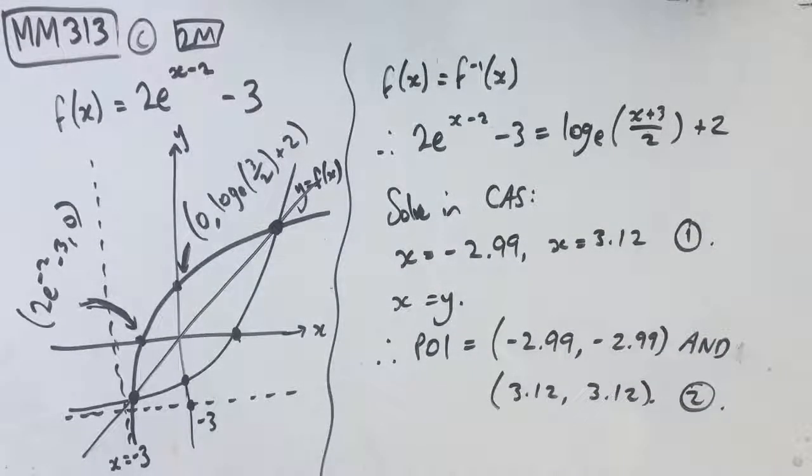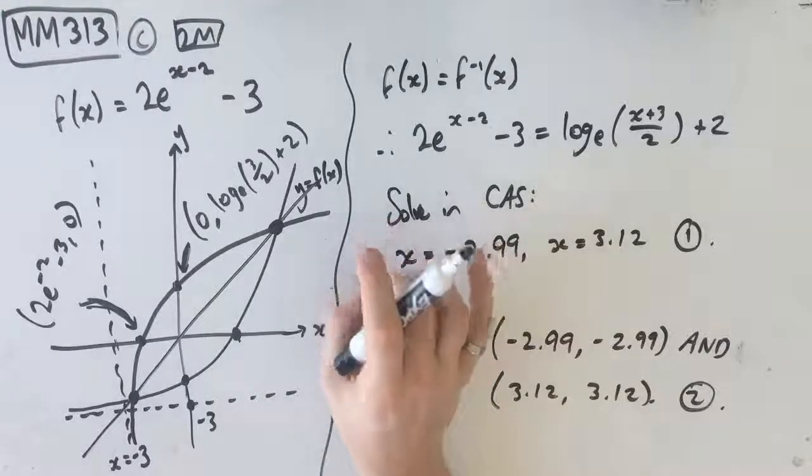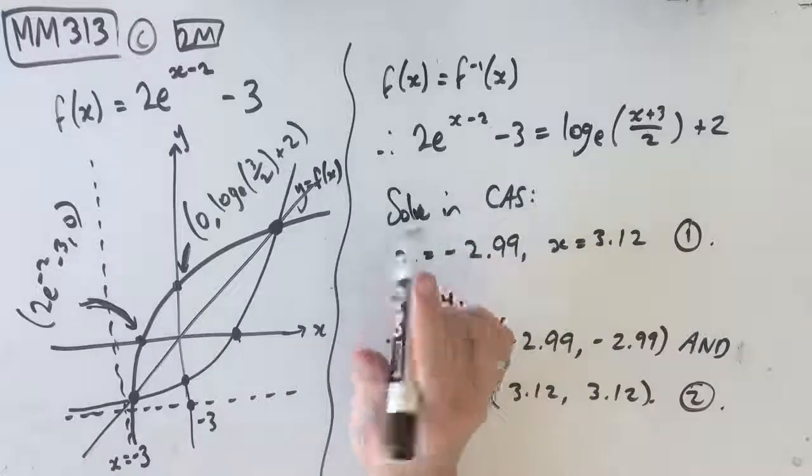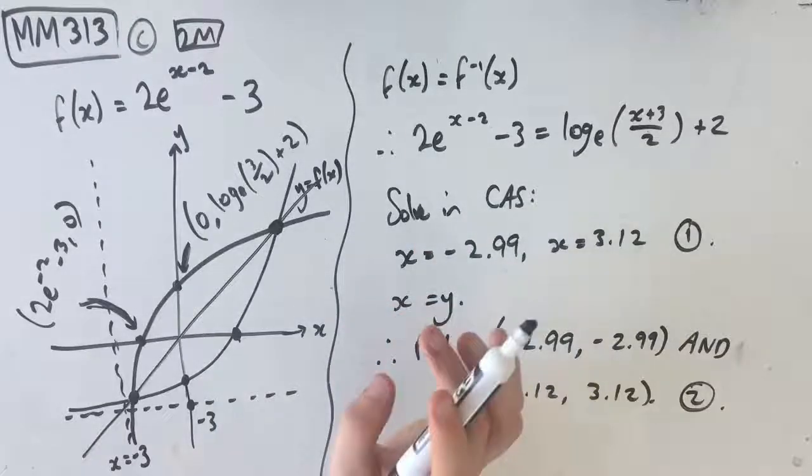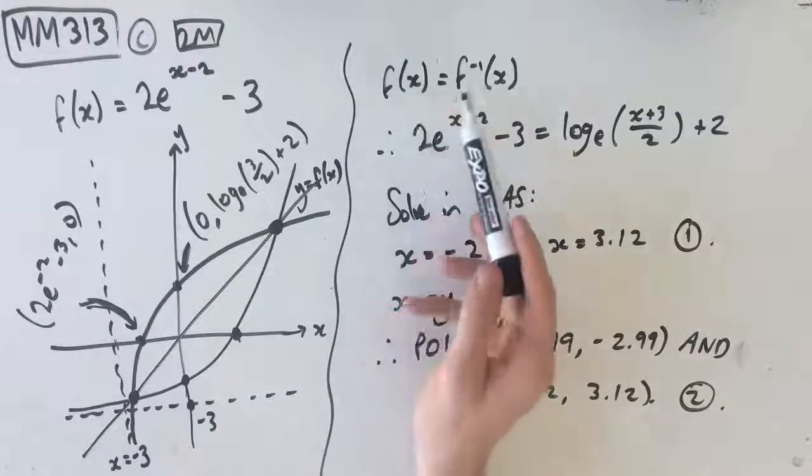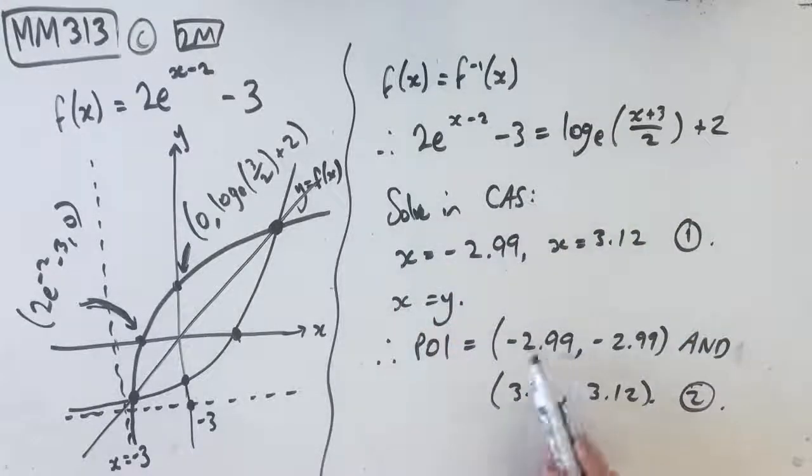So guys, that's it for this part, C. I think this is a really good takeaway for this question, is recognizing that whenever you have the point of intersection between your original and your inverse, the x and y values are always going to be the same, okay? Because they're crossing that y equals x axis. Awesome. So let's move on to part D now.